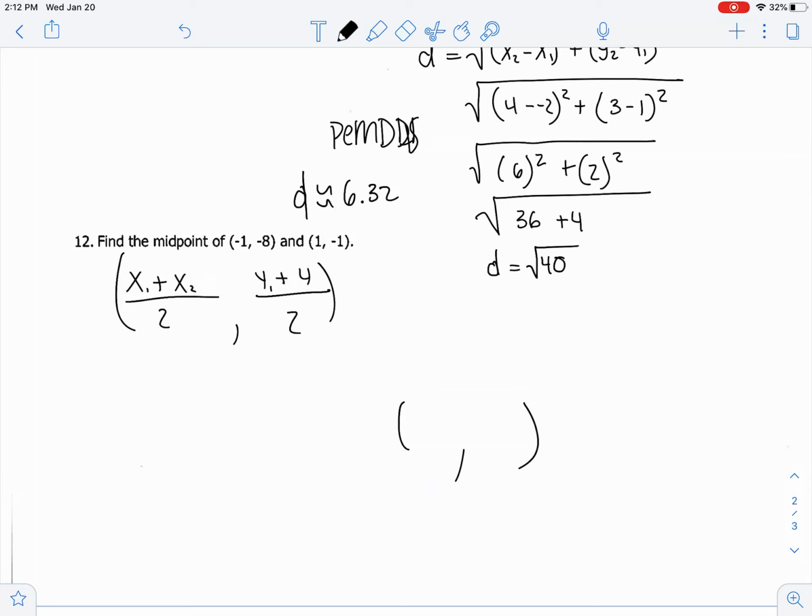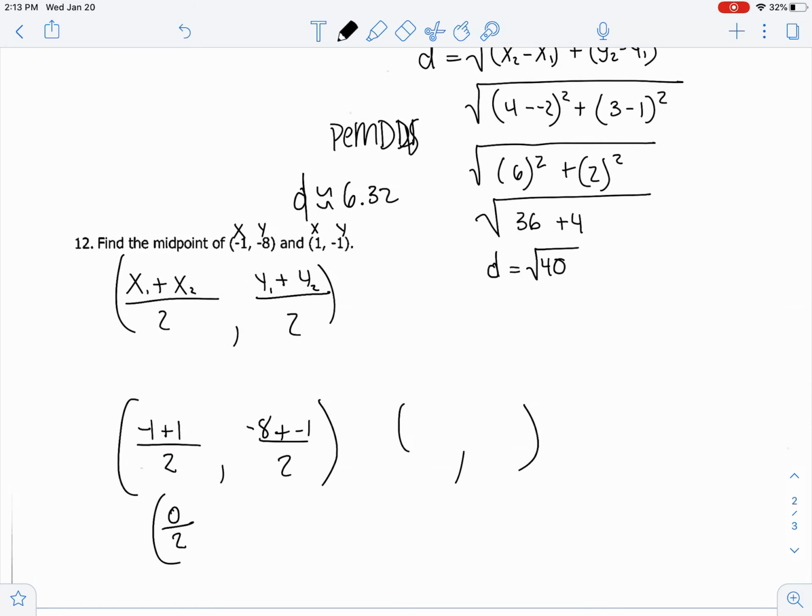We add our x's, and it really doesn't matter what order you add in, and we add our y's. So all points go xy, xy. So if I add my x's, I'm adding -1 plus 1, divide by 2. Add my y's, adding -8 plus -1. -1 plus 1, well, these cancel out, and we're left with 0 over 2. What is 0 divided between 2 friends? Nothing divided between 2 friends is still nothing for each of them.